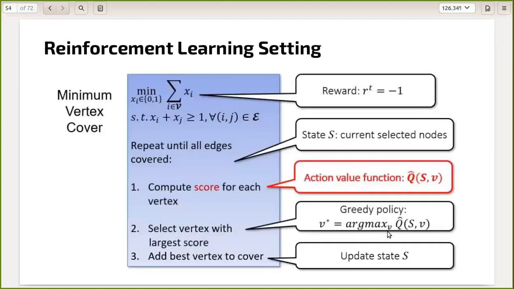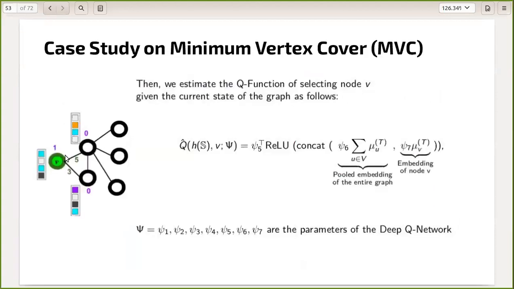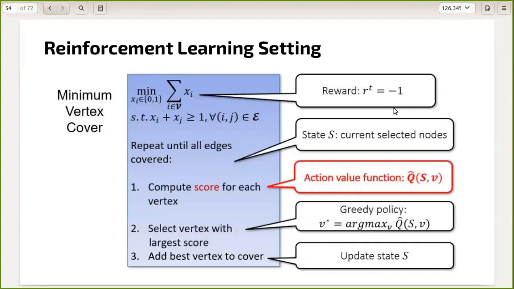In the reinforcement learning setting for the minimum vertex cover, we assign a reward equal to -1 as a penalty. Why? Because you want the cover to be minimum. The more nodes you include in the MVC, the worse it is. You want to keep it at the minimum size, so instead of giving a reward, we give a penalty of -1. And the state itself is the current selected nodes.